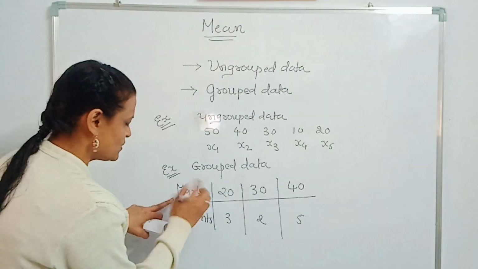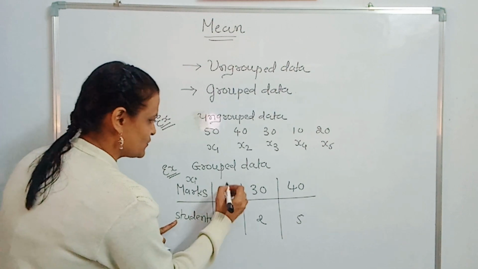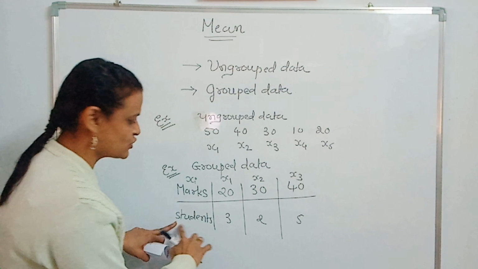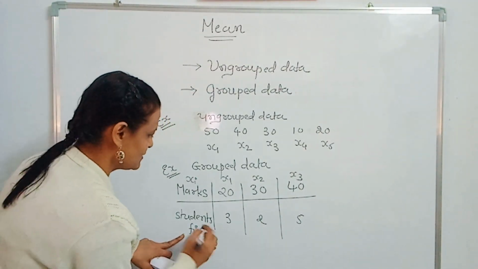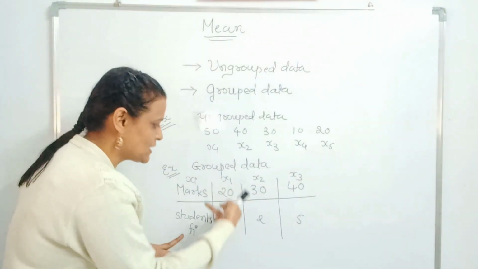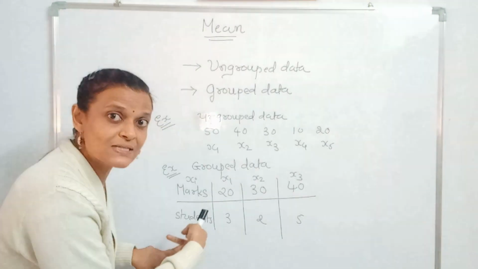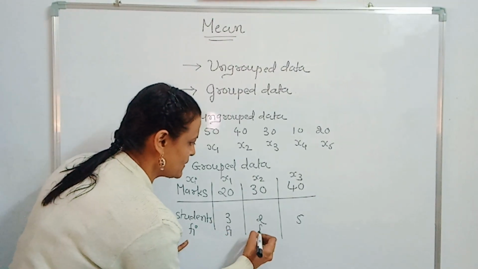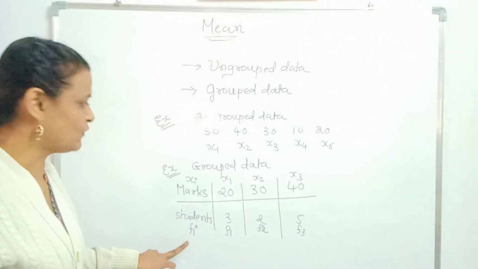So here marks will represent the xi. That means 20 is x1, 30 is x2, 40 is x3. And students represent the frequency fi. That means 3 students are getting 20 marks. That means 20 is repeated 3 times. And the repetition here we represent by frequency. So 3 represents f1, 2 represents f2 and 5 represents f3. So this is the example of grouped data.